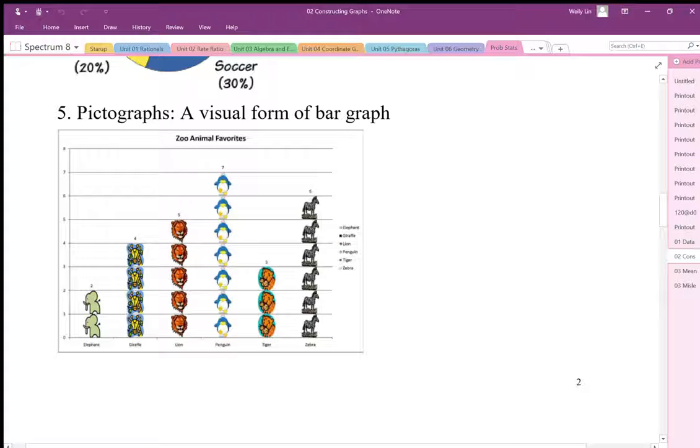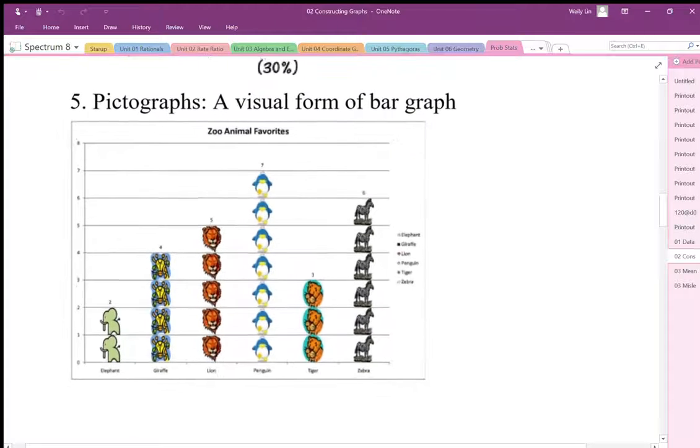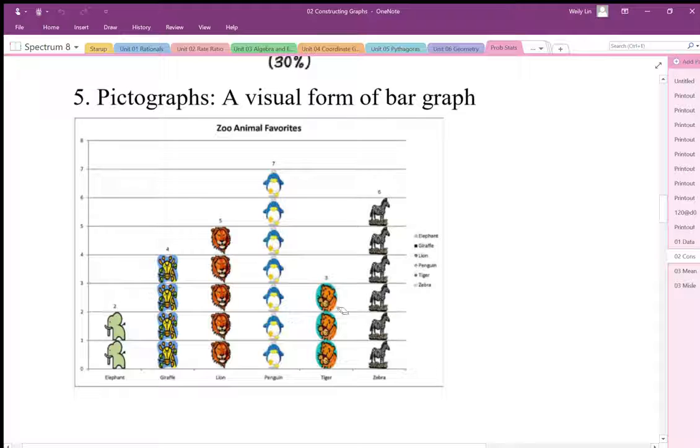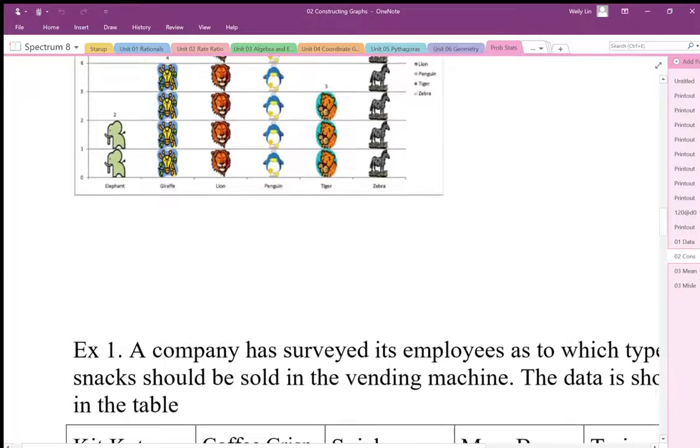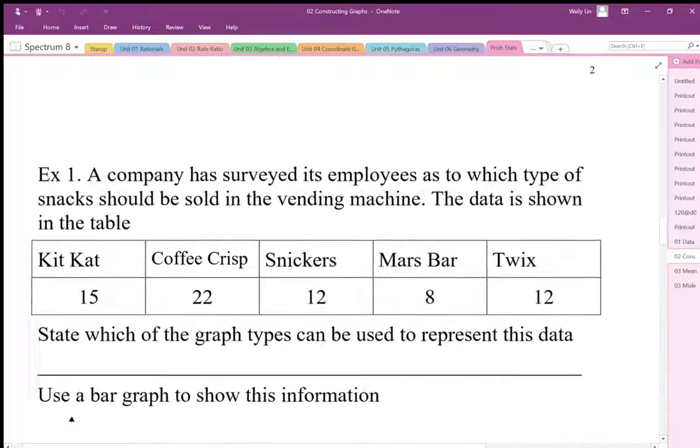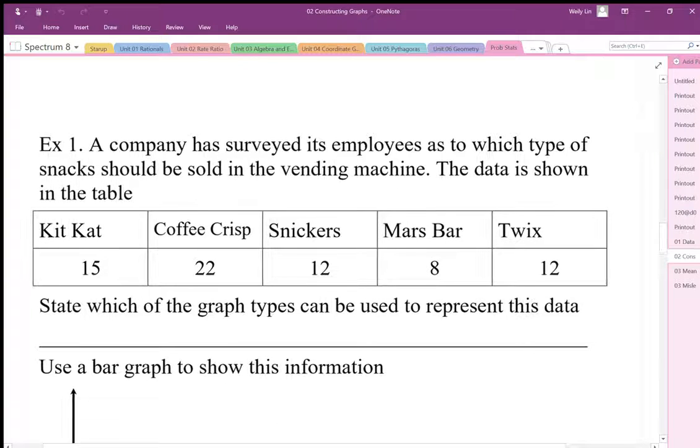So pictographs are just another type of bar graph. They're just a little bit easier way to see them for some people. And we can see that they go up in increments of these different pictures as well.